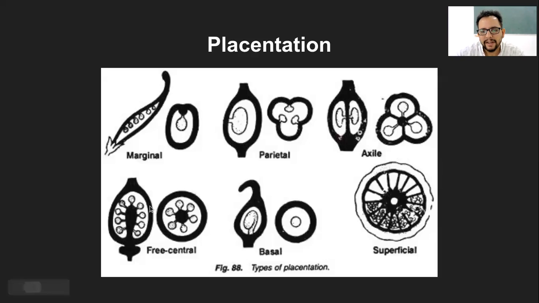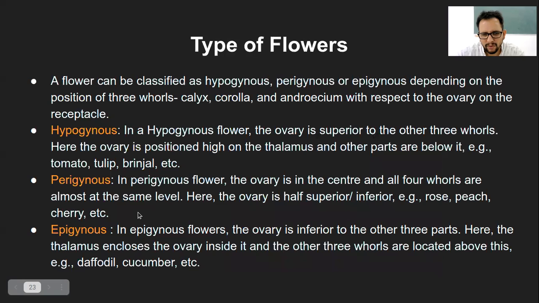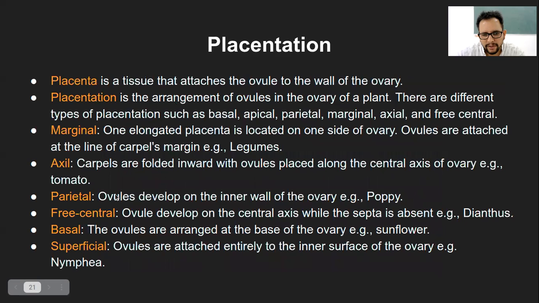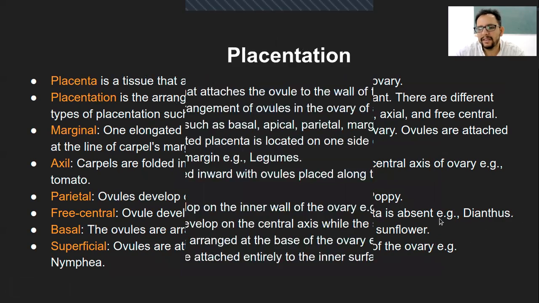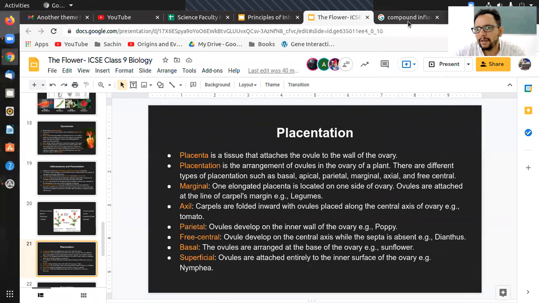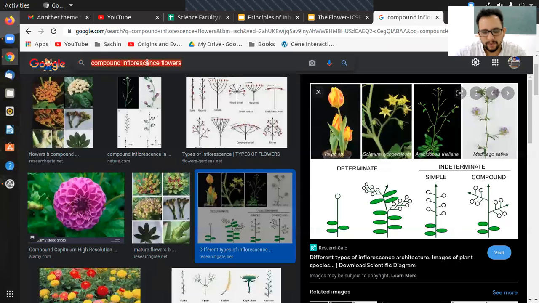Then the free central, that means these are again located on the central axis, but the central axis is not connected throughout the fruit. It is only present like a pillar inside the fruit. And here is the cross section of this fruit. Free central, the example is dianthus. Now dianthus, you may not know, so let me show you what dianthus fruit is.